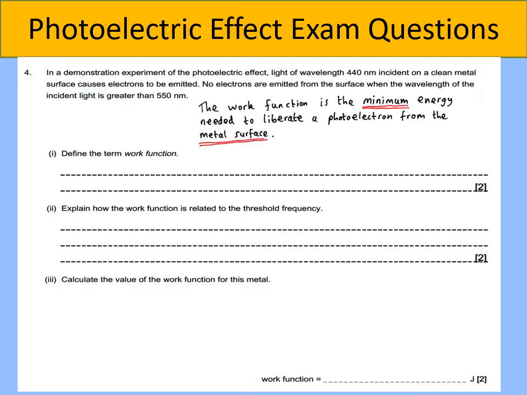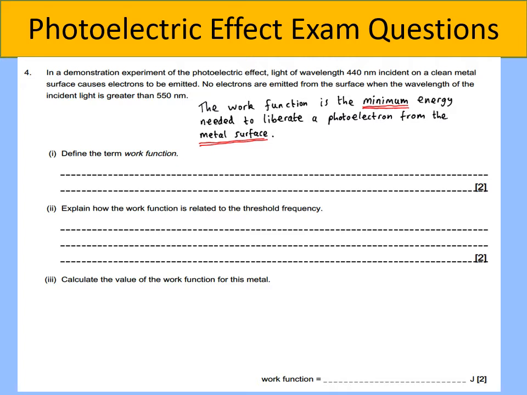The work function is the minimum energy needed to liberate a photoelectron from the metal surface. Now you must make sure that you mention that it's the minimum energy needed. It's also very important to say that it's from the surface of the metal, as opposed to saying that it's from inside the atom. It's not, it's the metal surface, so we should mention that as well.